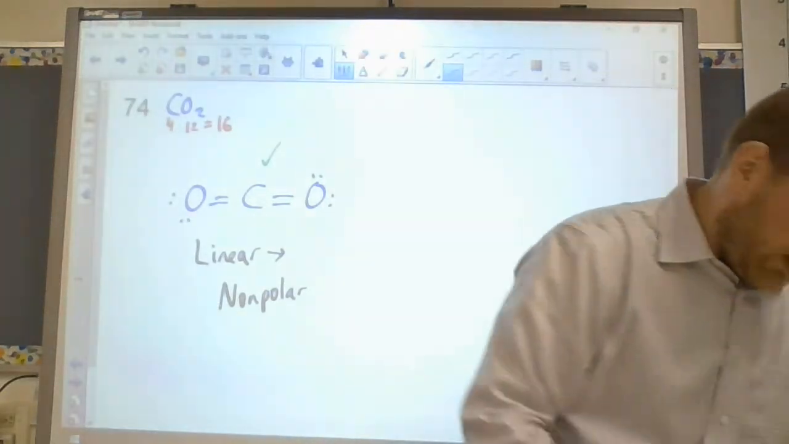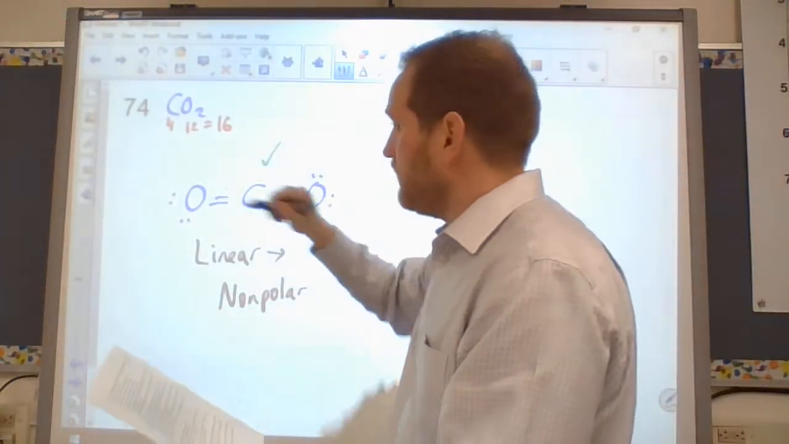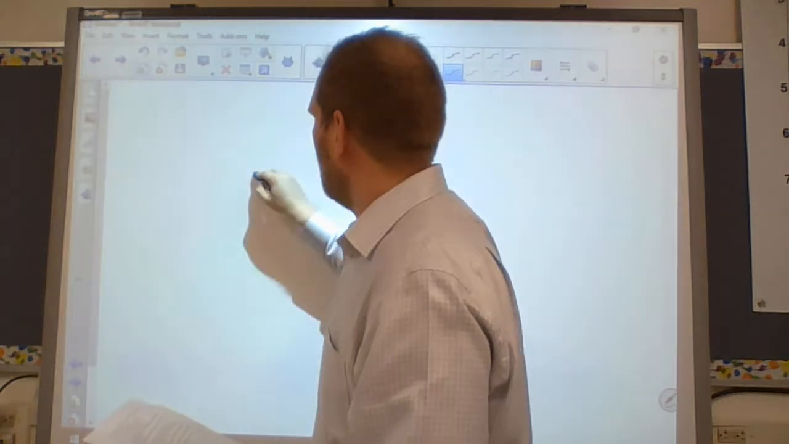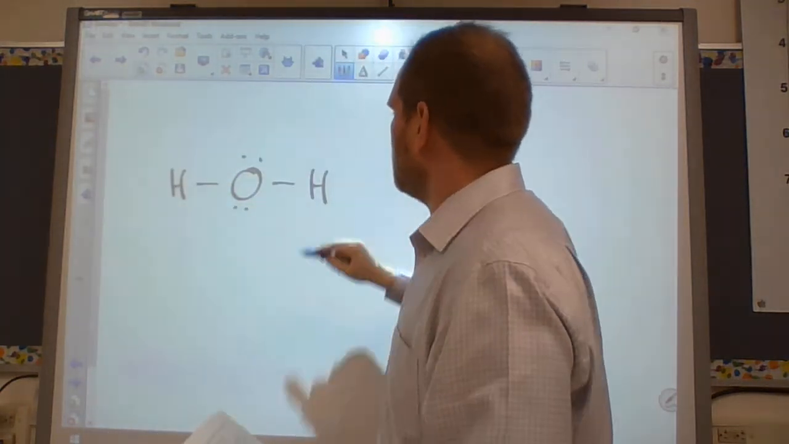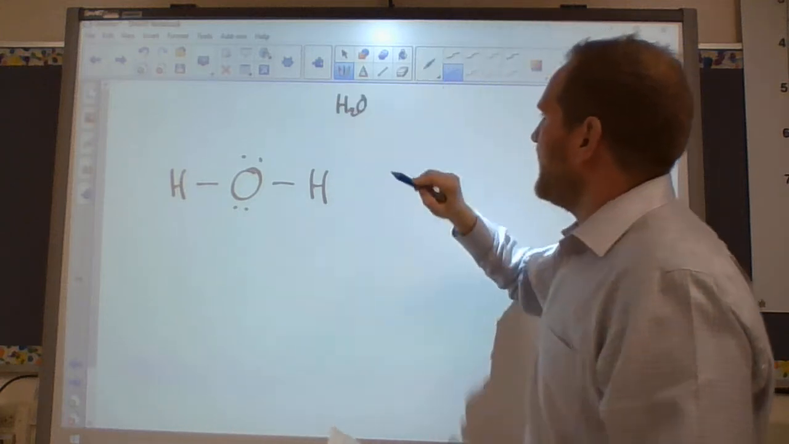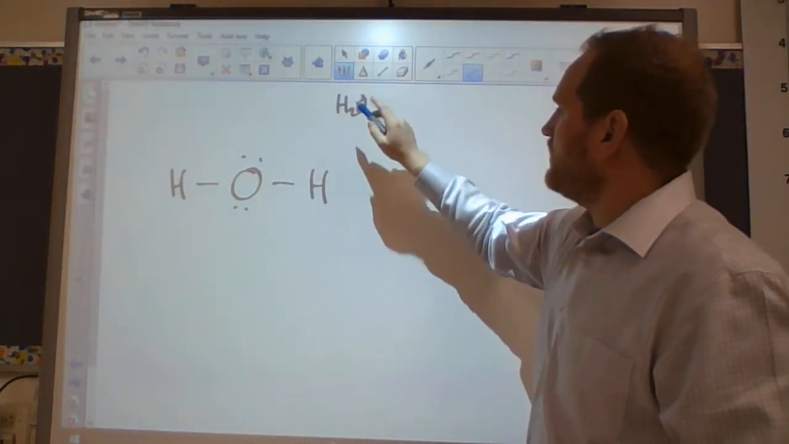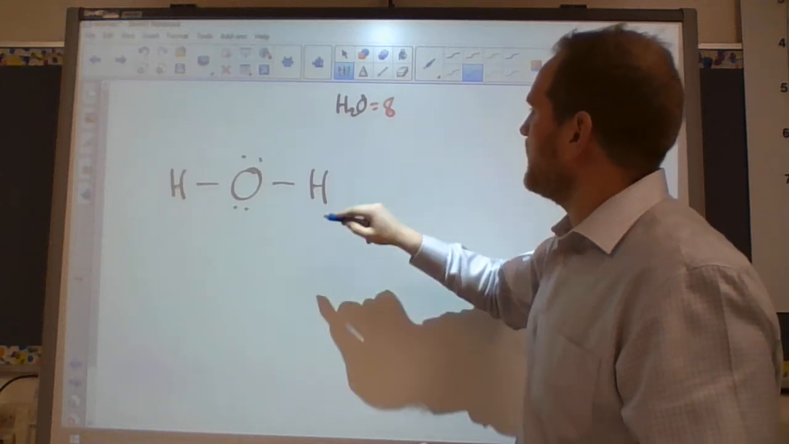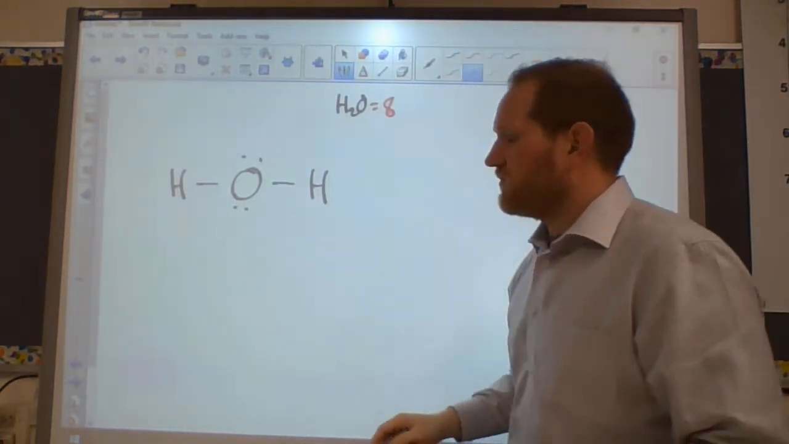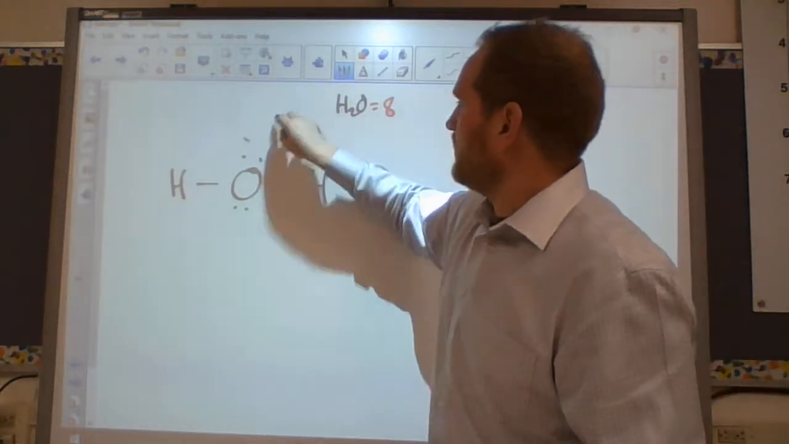Okay, several more of these, so we'll go hopefully a little quicker. H2O. So central O, H, with dots there. All right, H2O has 2 valence electrons in the H's, 6 in the O, total of 8. 2, 4, 6, 8. So this is in fact the correct one.